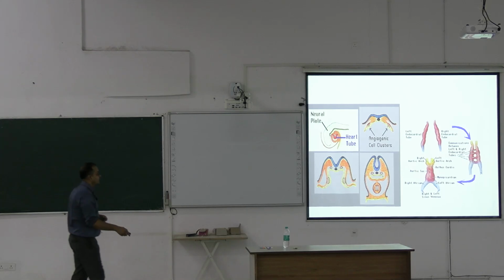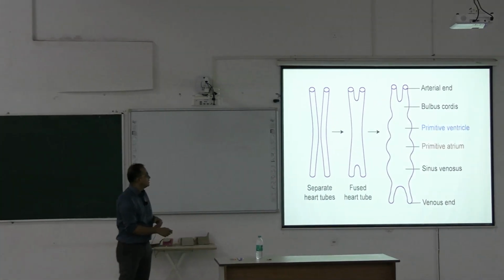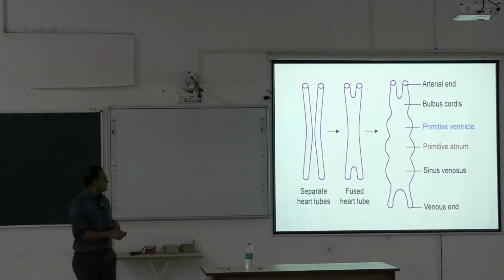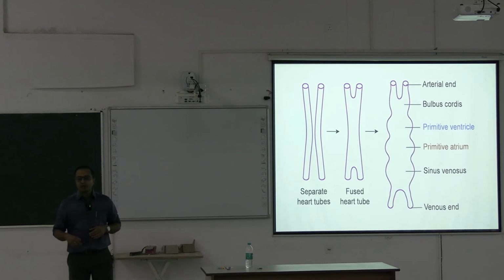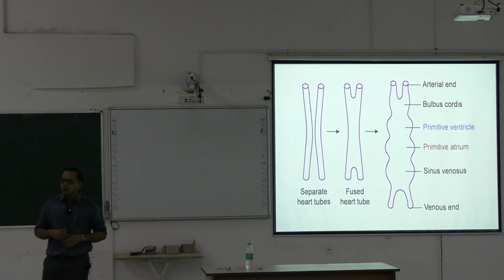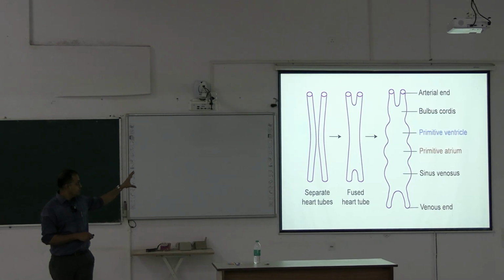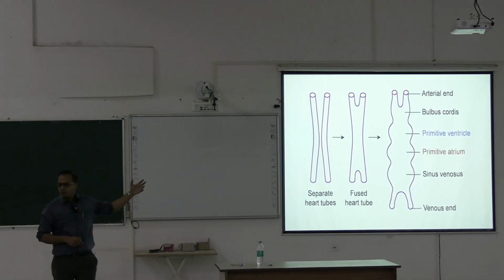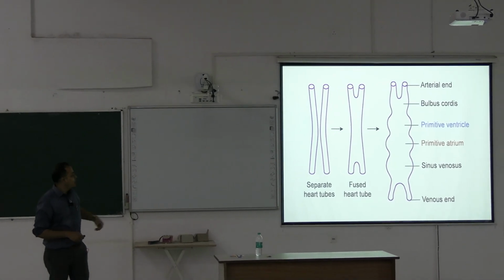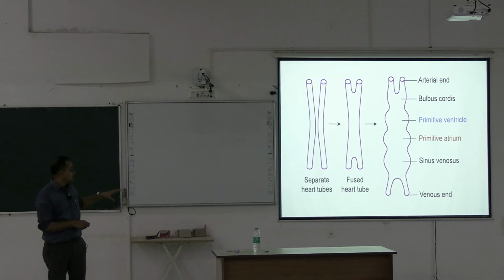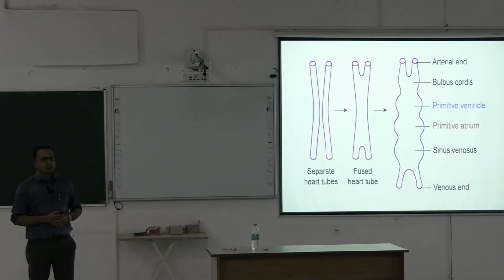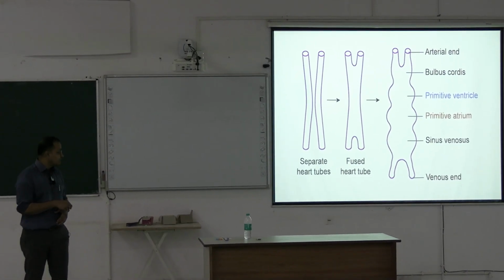This single tube goes through a series of constrictions and dilatations and evolves into a structure resembling this. These constrictions and dilated portions have individual names, and they are going to give us the future heart that we have. This is the arterial side, this is the venous side.